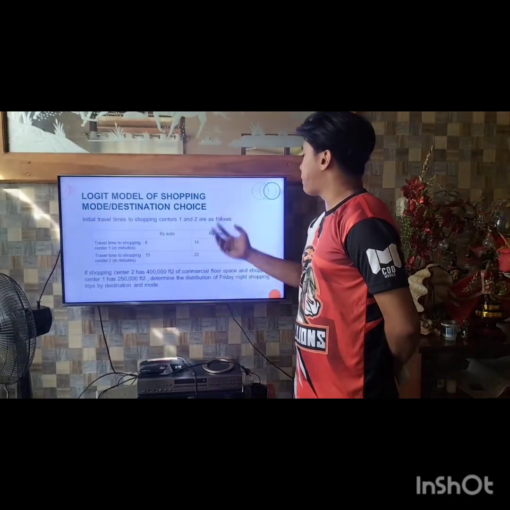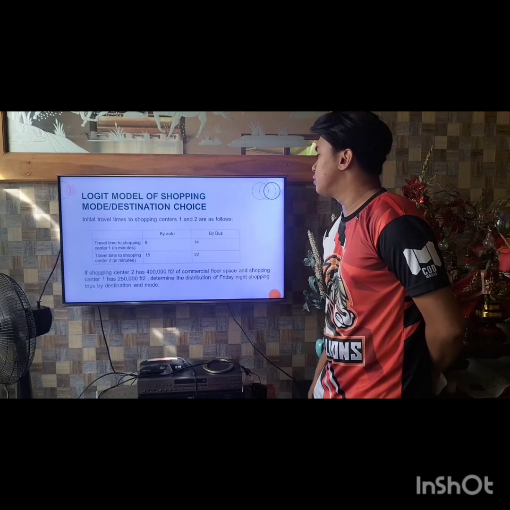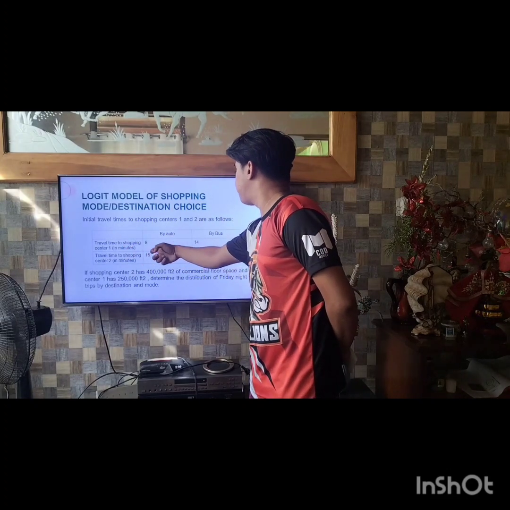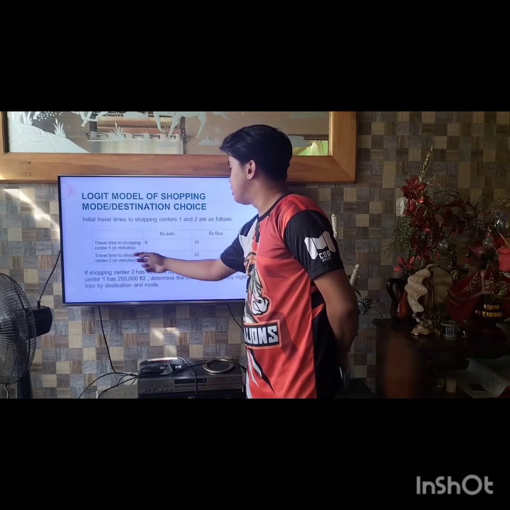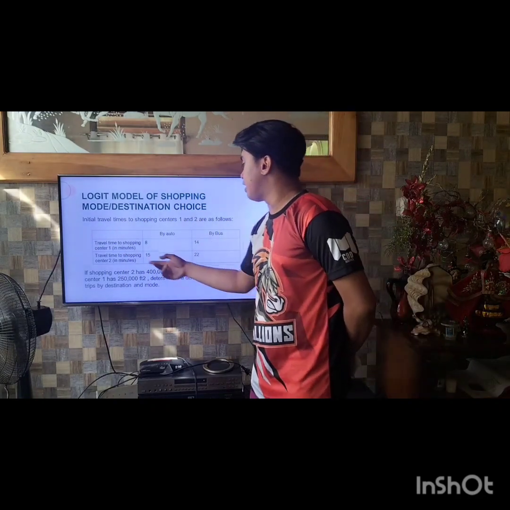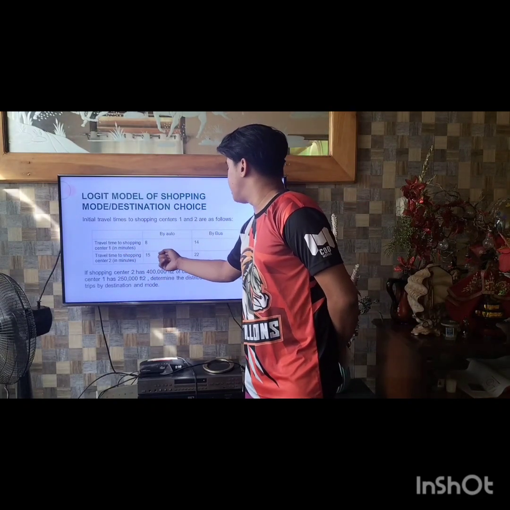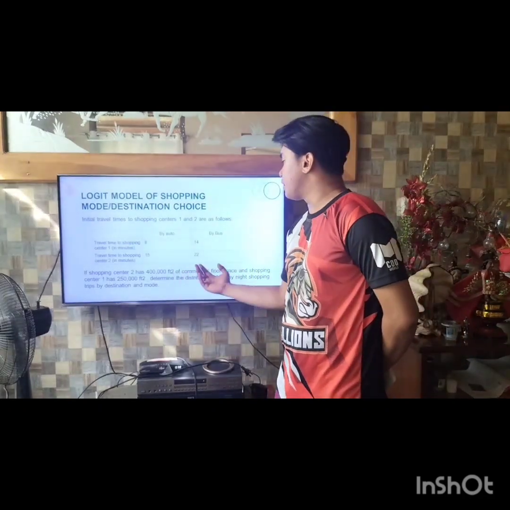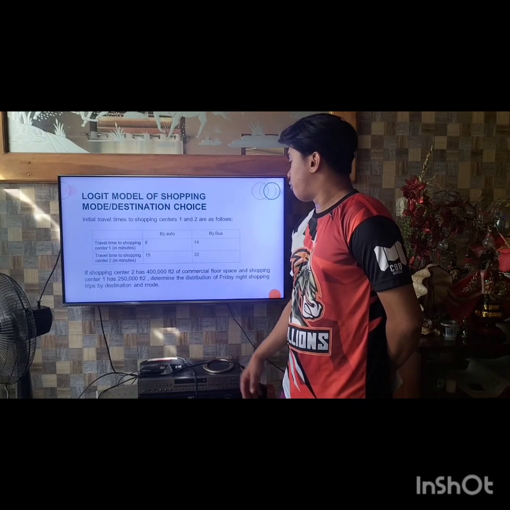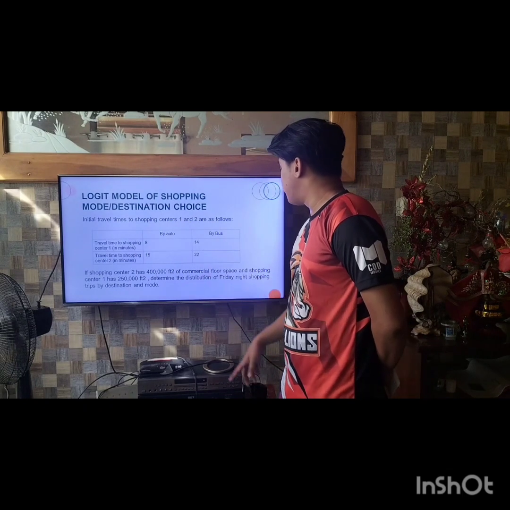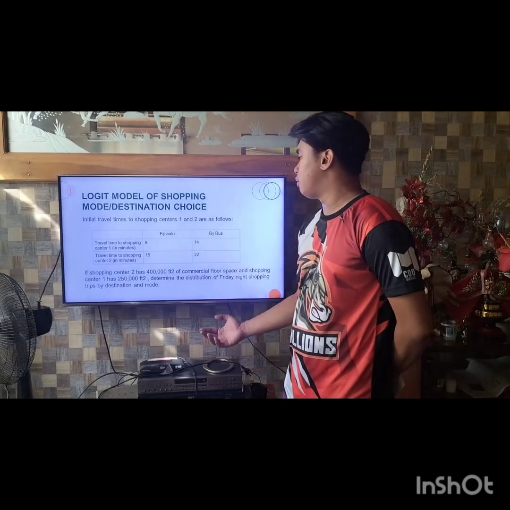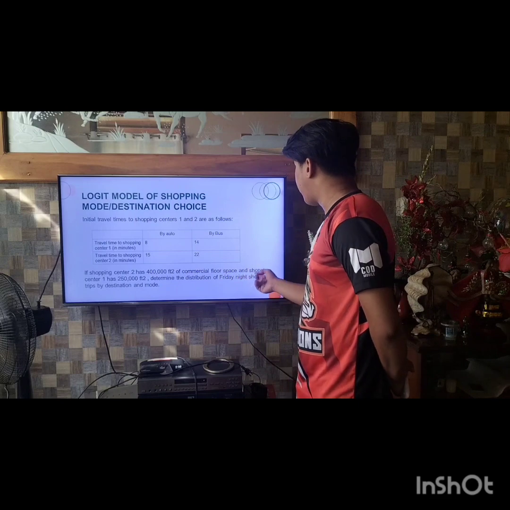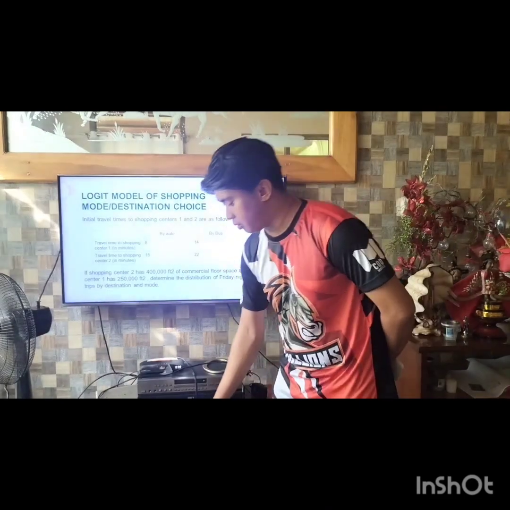Initial travel times to shopping centers 1 and 2 are as follows. Travel time to shopping center 1 is 8 minutes by auto and 14 minutes by bus. Travel time to shopping center 2 is 15 minutes by auto and 22 minutes by bus. Shopping center 2 has 400,000 square feet of commercial floor space, and shopping center 1 has 250,000 square feet. Determine the distribution of Friday night shopping trips by destination and mode.